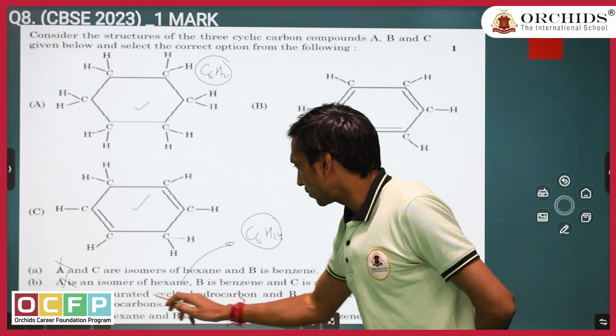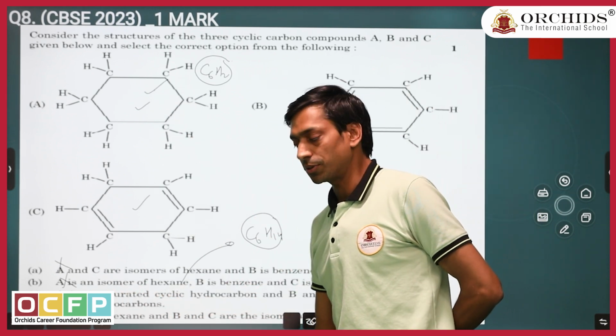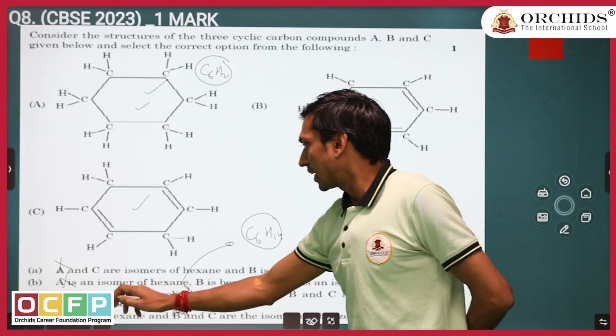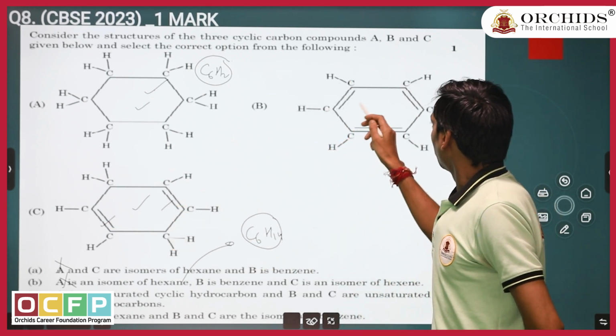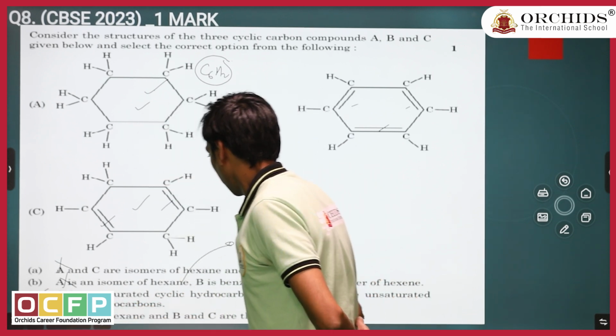Next, A is a saturated cyclic hydrocarbon. Yes, it is a cyclic hydrocarbon and saturated. All single bonds are there. And B and C are unsaturated cyclic hydrocarbons. Both are cyclic and they are having double bonds. So you can say they are unsaturated hydrocarbons. So option number C is the correct answer.